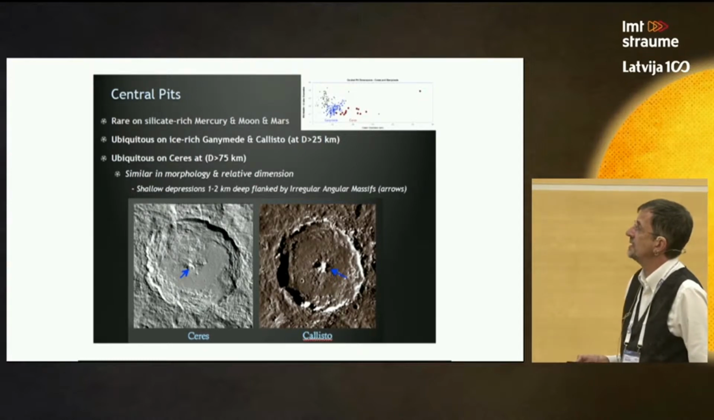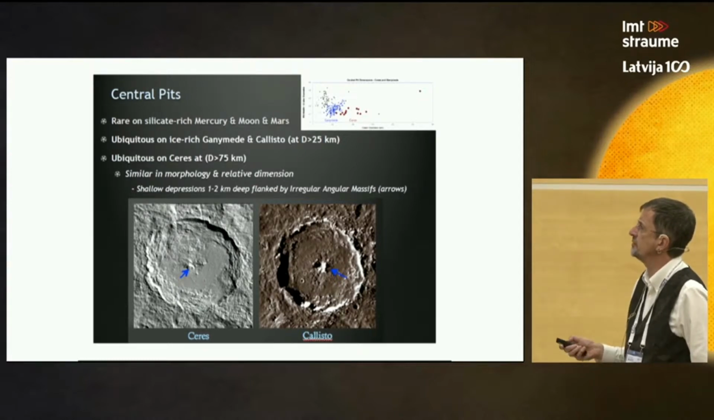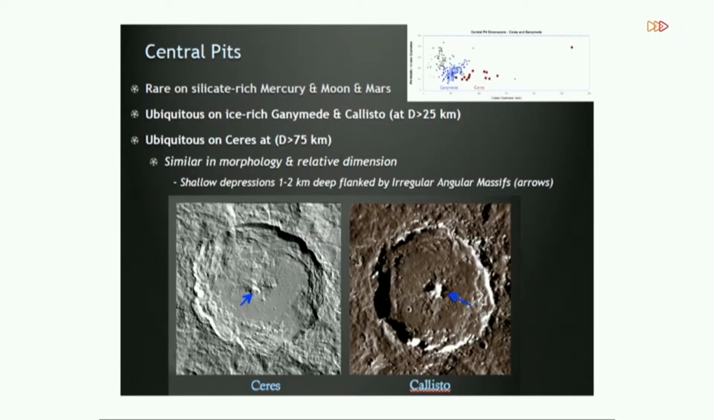So you do see central pits on other bodies. They're very rare on the silicate planets, Mercury, Moon, and Mars, but they're ubiquitous on the large icy satellites Ganymede and Callisto at diameters larger than 25 kilometers across. And it turns out they're also ubiquitous on Ceres at diameters of 75 kilometers across, where you can actually resolve the central structure, where it's not been obliterated by other, subsequent features. They're in fact similar in morphology and relative dimensions, as this plot shows. They're about the same ratio of pit width to crater diameter on Ceres as they are on Ganymede.